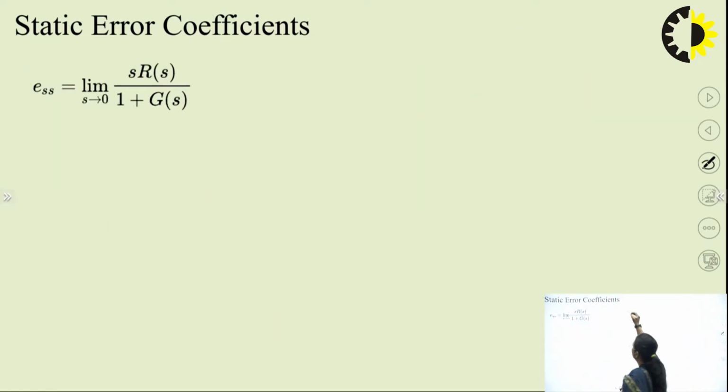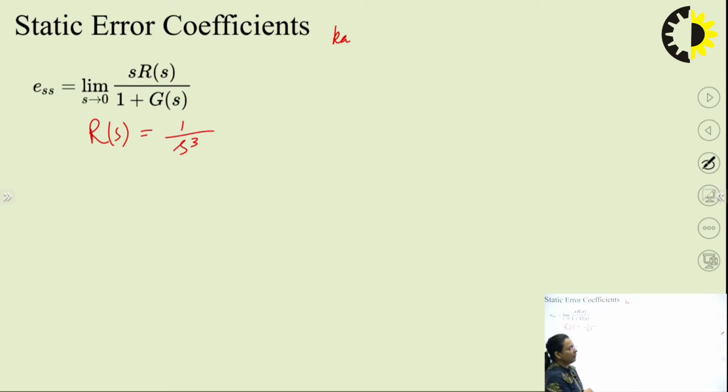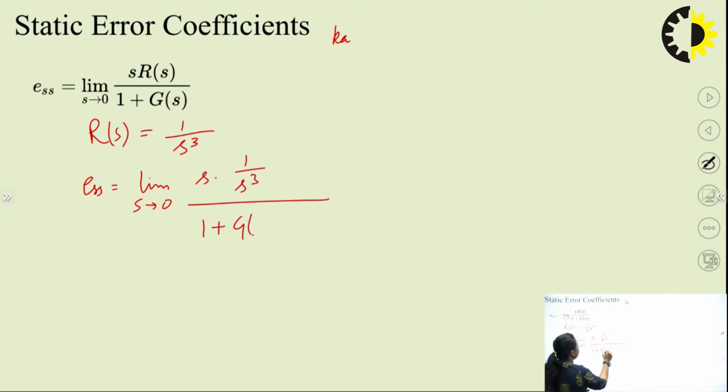Now the third one is the acceleration error coefficient, that is Ka, and we can calculate Ka only for those systems in which the input is a unit parabolic input, right? The Laplace of unit parabolic input will be 1 upon s cube. So when I put the value of Rs in the above equation, I get limit s tends to 0 of s into 1 upon s cube upon 1 plus Gs. Here again Hs is equal to 1.